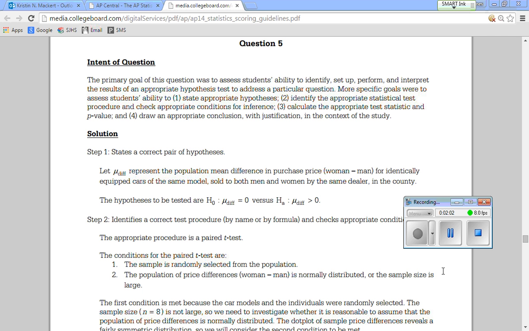And you can read the rest of that. Calculate the test statistic and p-value. Yes?